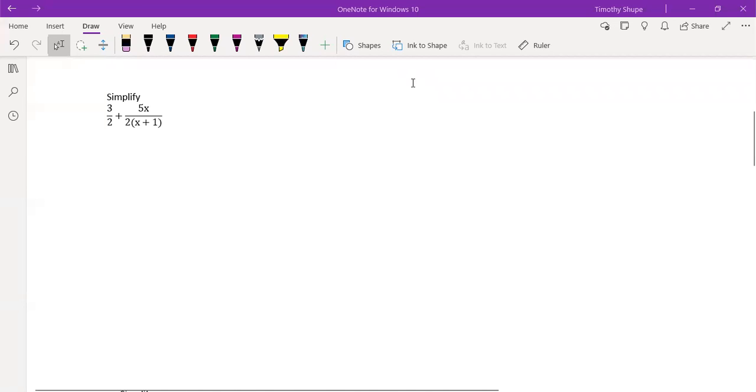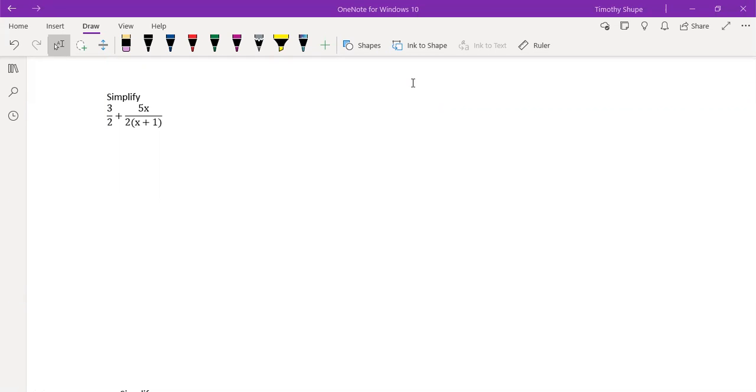We now want to be able to simplify these rational expressions when we have multiple pieces in the denominator. So looking at these two rational expressions that we want to add together, we have 3 halves plus 5x over 2 times the quantity of x plus 1. Right now in the denominator we already have the 2 in common, but what we don't have in common is the factor of x plus 1.